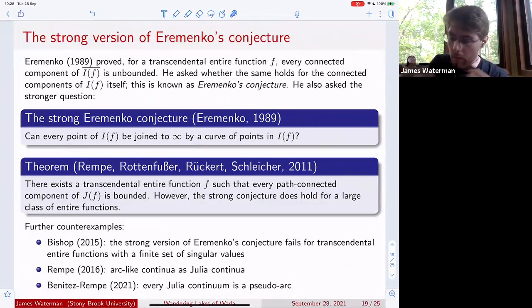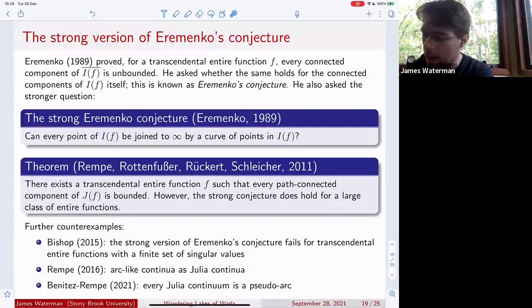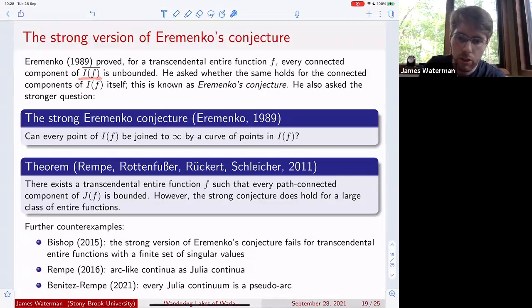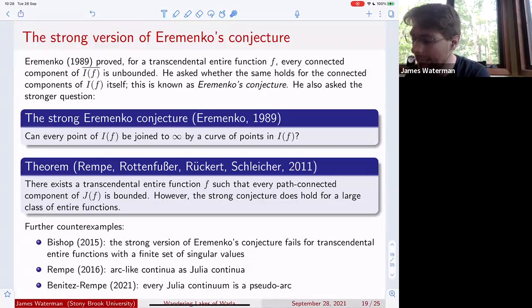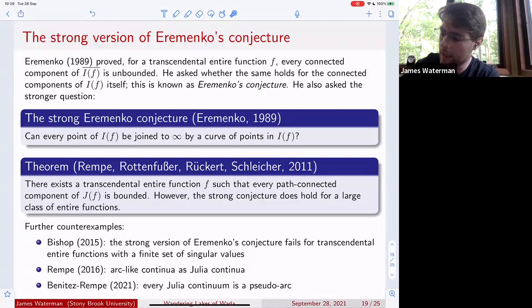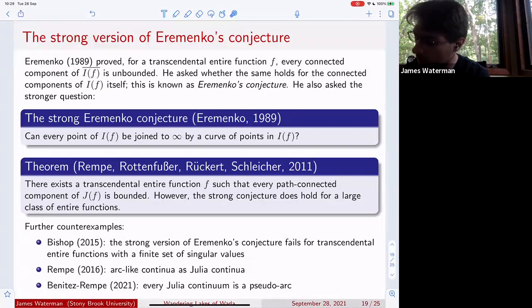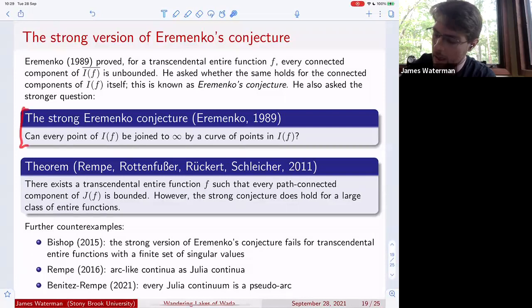So we're also able to get another result, which gives more counterexamples to the strong version of Eremenko's conjecture. In 1989, Eremenko proved that for a transcendental entire function, every connected component of the closure of the escaping set is unbounded. And he asked whether the same thing holds for the connected components of the escaping set itself. This is in general known as Eremenko's conjecture, which is a major open conjecture. And he further asked the following stronger question, based on path connectedness: can every point of the escaping set be joined to infinity by a curve of points that lie in the escaping set?